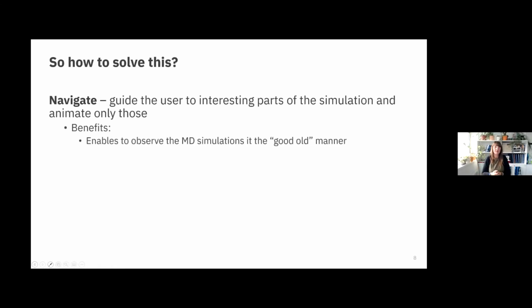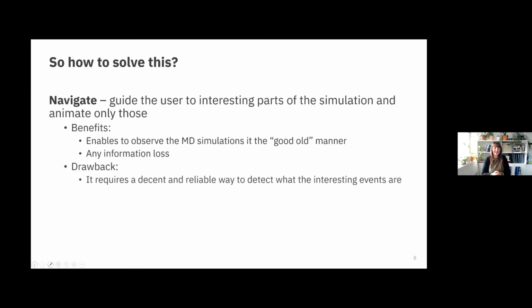Again, benefits of that. We can observe the molecular dynamics simulation, I call it here like in this good old manner. So we can really see the animation of the movements, which is very handy and useful for the biochemists. We don't have this information loss, which was caused by the transfer to these simple graph representations. But of course, drawbacks as well. It requires quite a decent and reliable way to actually detect what is the interesting event there.